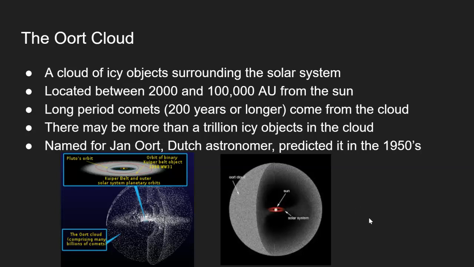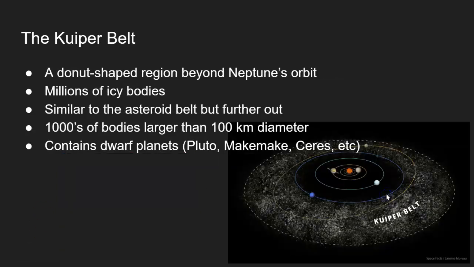So you can see in those pictures, it is a long way out. It's kind of like a sphere outside of our solar system, a long way outside of our solar system.